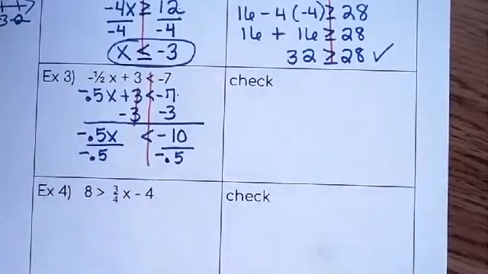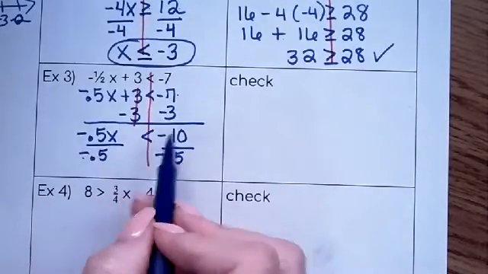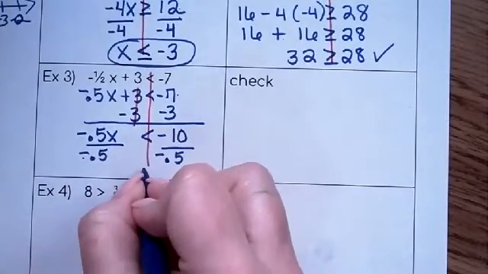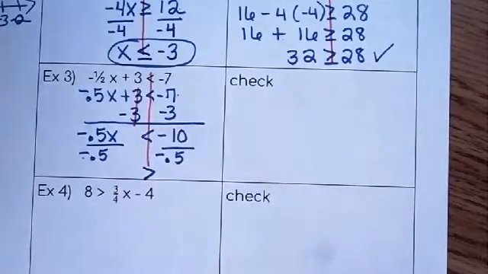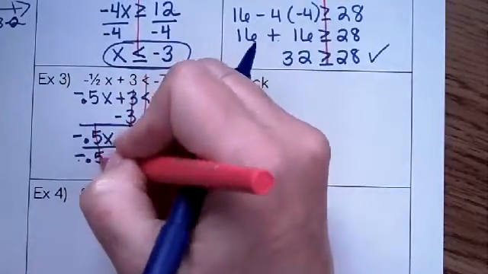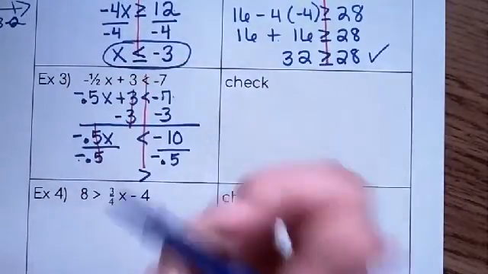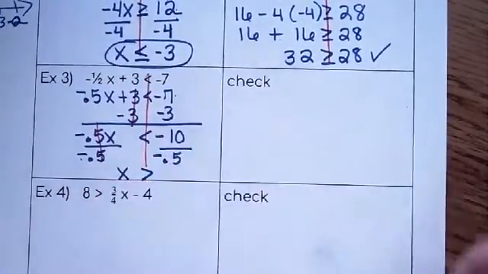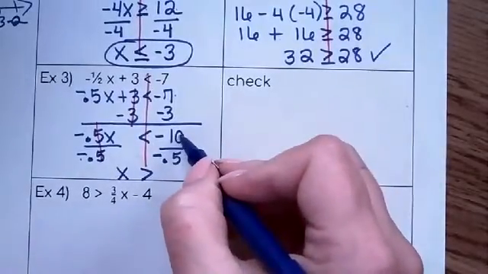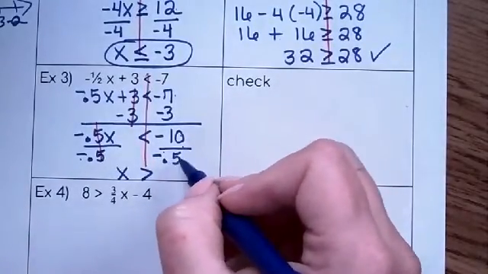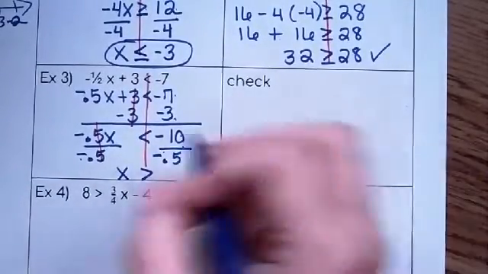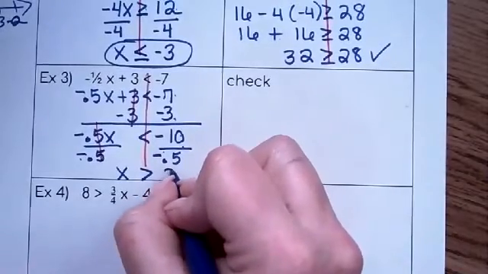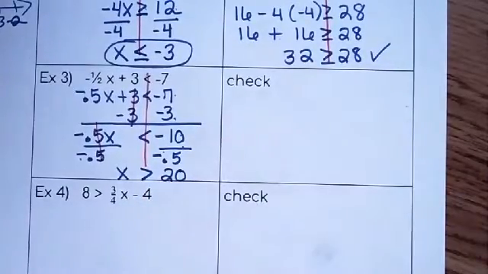Just like that. Now, what happens when I divide by a negative? Right here. That flips, doesn't it? So it goes that way. Now, these 0.5s are going to cancel each other out. And that leaves me with x on this side. Now over here, negative 10 divided by negative 0.5. All right, put that in your calculator, you'll come up with positive 20.